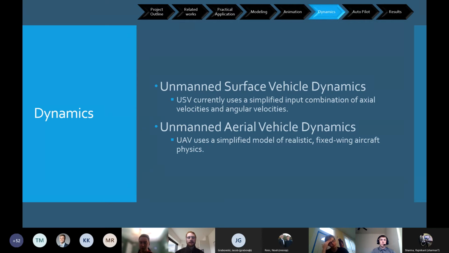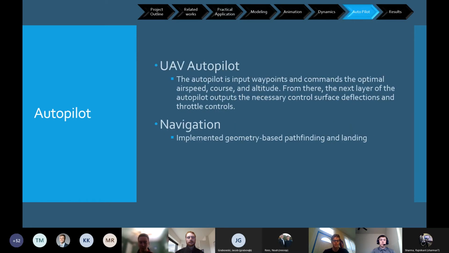For the unmanned aerial vehicle, our dynamics are based off of our previous assignments. We have our dynamics from the UAV textbook based on a fixed-wing aircraft. And for the autopilot, we have 3 inputs: the initial airspeed, course, and altitude. From there, the autopilot uses waypoint navigation to find the target position and iteratively descend to an optimum level for landing.